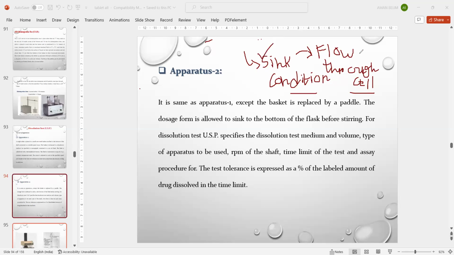For poorly soluble drugs, we have to maintain the sink condition during dissolution. To maintain the sink condition, we generally use flow through cell. Remember this concept: why we use sink and what is sink condition. Very important and basic concept. You must know that, and the role of flow through cell is to maintain the sink condition.